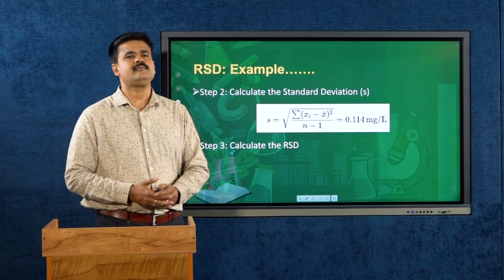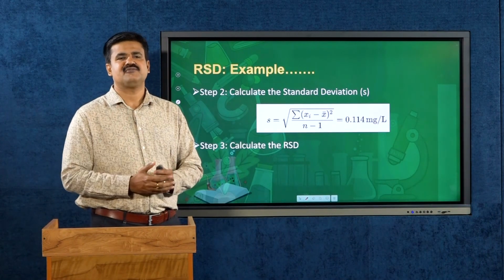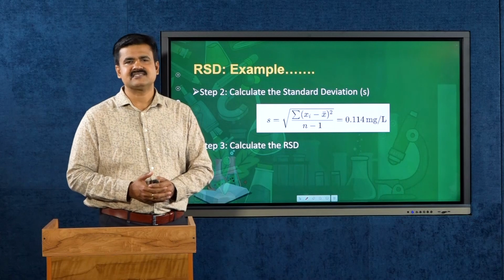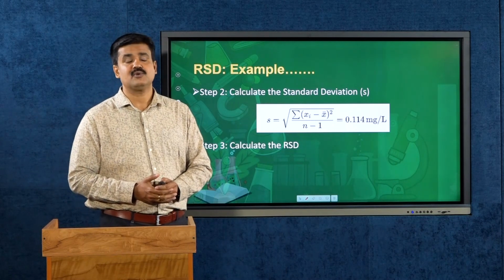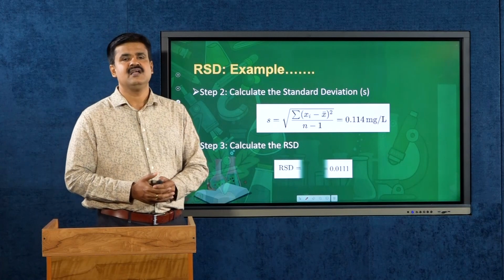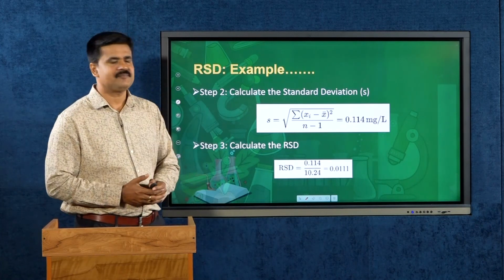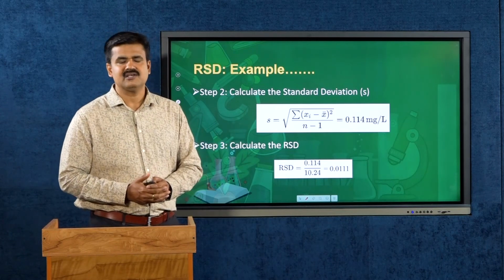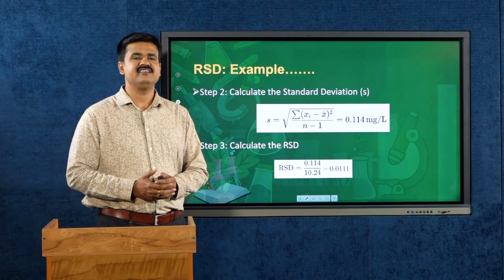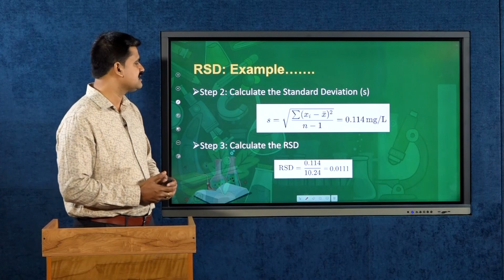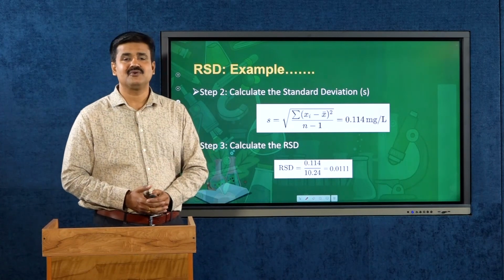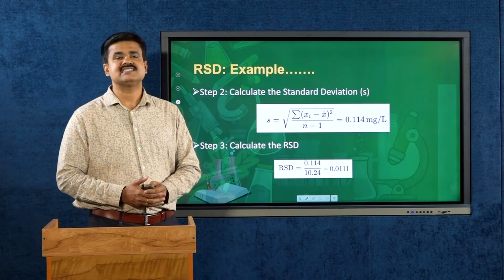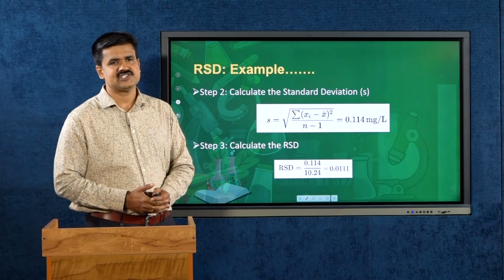Now you have to arrive at the final result, that is, RSD is to be computed. RSD, as you know, is standard deviation divided by the mean of the measurement, or RSD equals SD divided by x bar. In the present problem, x bar was previously computed as 10.24 and standard deviation is 0.114. So RSD equals 0.114 divided by 10.24, which is equal to 0.0111. This is the relative standard deviation.